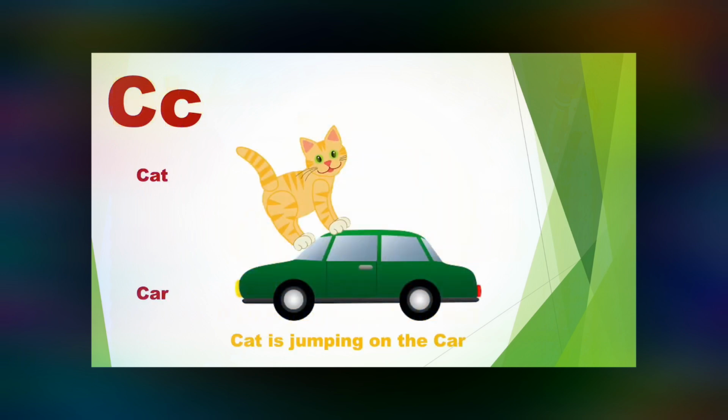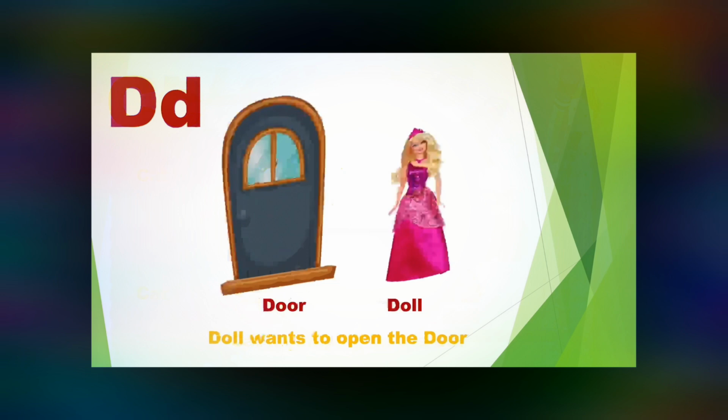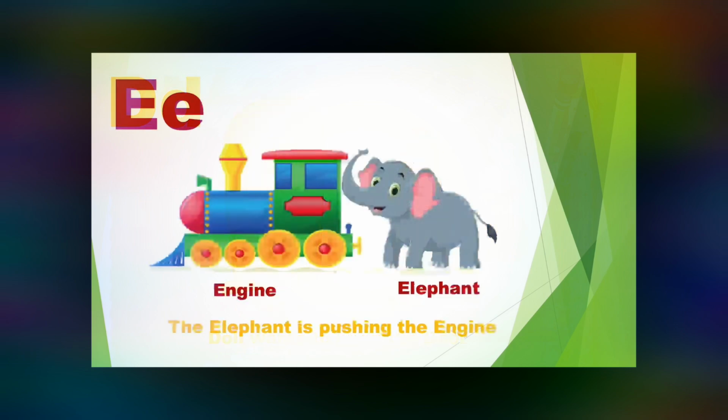C. C for cat. And C for car. Cat is jumping on the car. D. D for door. And D for doll. Doll wants to open the door.